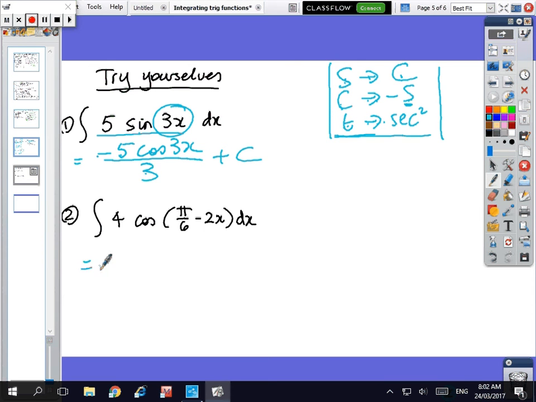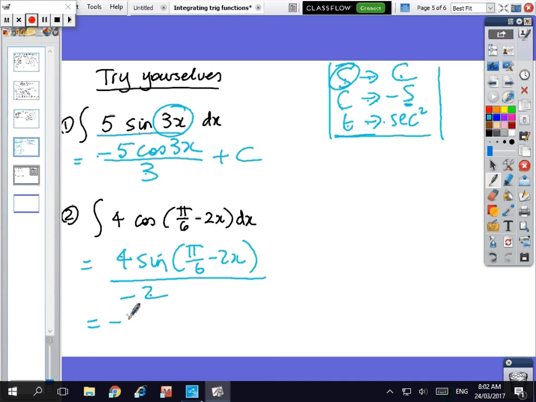In this next one, I've got cos, so I must go back to sine. I just write down 4 sine of pi on 6 minus 2x, and the derivative of the bracket is minus 2, and then 4 over minus 2 equals minus 2. Copy those down if you didn't get them, and let's move on to the next page. I think there's one more page.